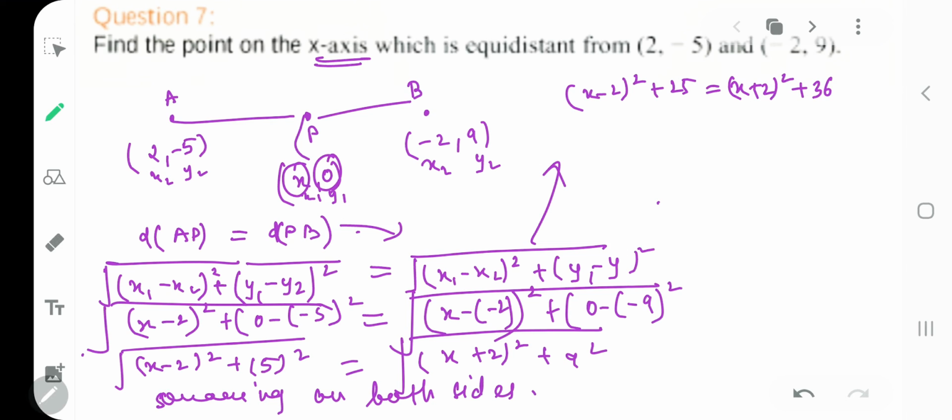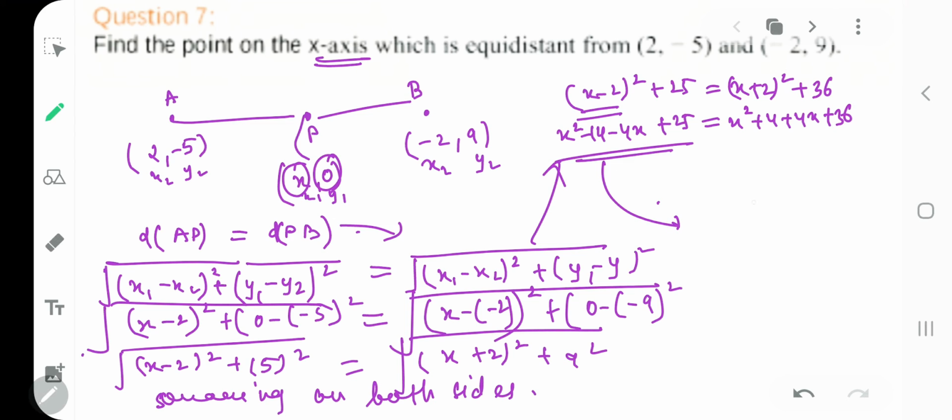My dear kids, you have to open this up. And how do you open this up? x square plus 4 minus 4x plus 25 is equal to x square plus 4 plus 4x plus 36. When you solve this equation, my dear kids, you will get something like this, and the value of x will be minus 7. Isn't it easy? Yes. Shall we jump on to our next problem?